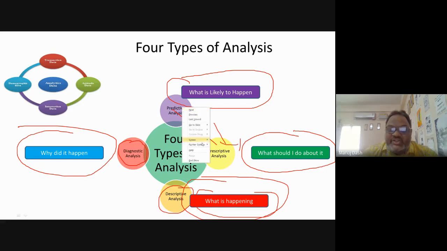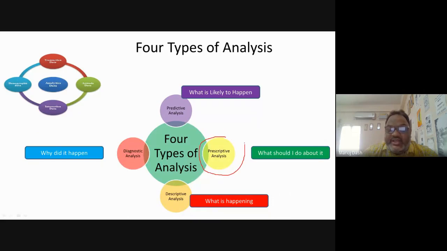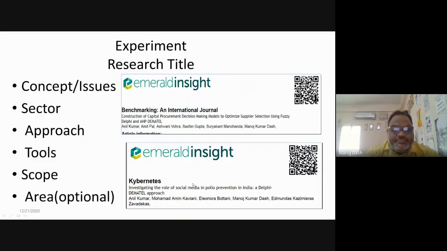So a researcher also does the same thing. First, you do not conclude or give a strategy. First, you understand the situation by descriptive analytics. Then we apply diagnosis analytics: why did it happen? Then we apply predictive analytics: what is likely to happen? Then you go for prescriptive analytics. So the tools and techniques are different for each and every part.